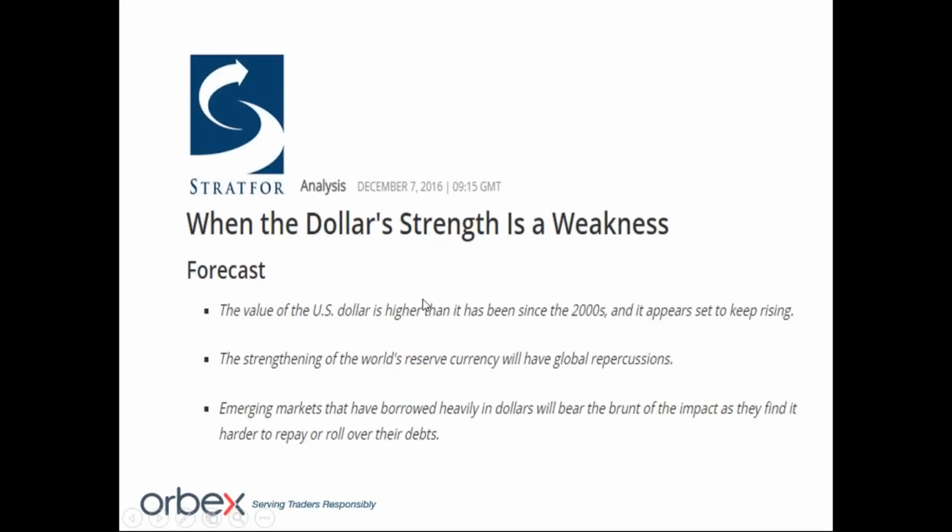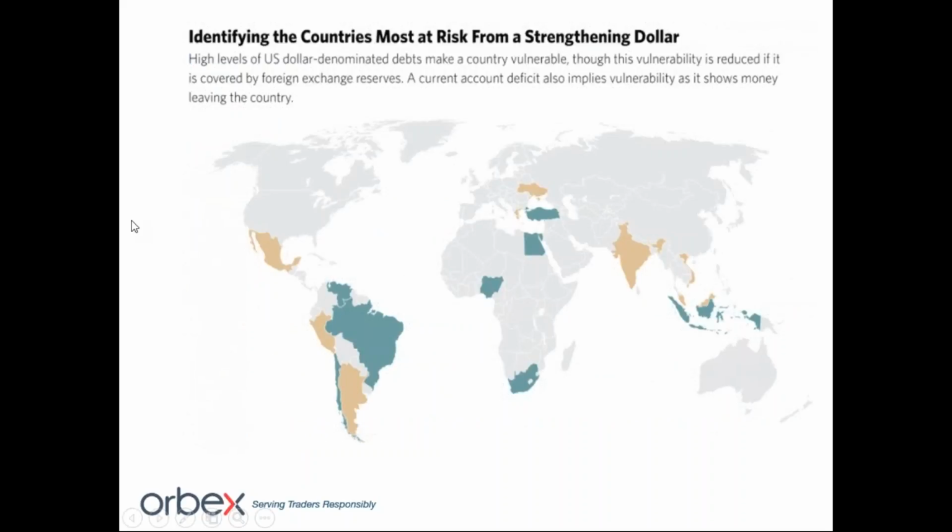So this is what I've talked about earlier on, identifying the countries most at risk from a strengthening dollar. Again, it's like the domino effect. Dollar up doesn't mean it's up for all. It's actually planning the fall for a lot of other countries. High levels of US dollar denominated debts make a country very vulnerable. This vulnerability is reduced if it is covered by foreign exchange reserves, but not many countries have that. They have a large share of dollar debt. A current account deficit also implies vulnerability as it shows money leaving the country.